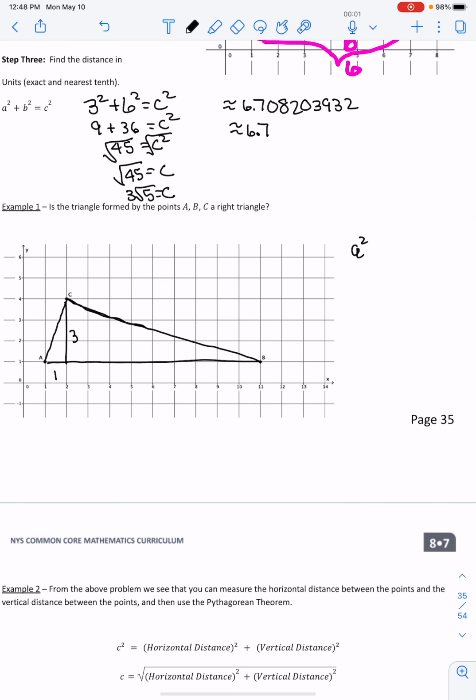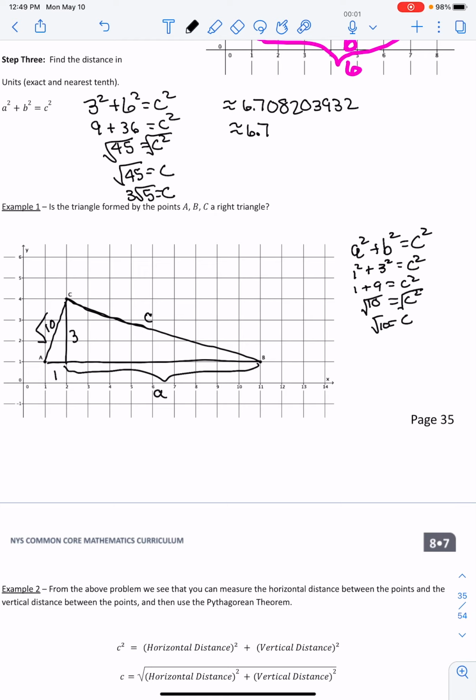So A squared plus B squared equals C squared. So 1 squared plus 3 squared equals C squared. So 1 plus 9 equals C squared. So 10 equals C squared. So C equals square root of 10. So this side right here is the square root of 10. So now, because I found that side, the rest of this is going to be 9 units. And I'm going to try and find this side right here.